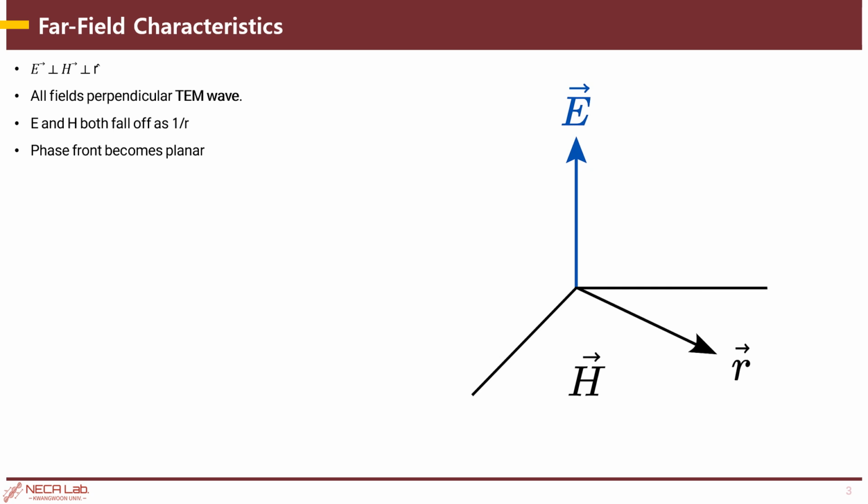Also, the phase front, which was originally curved near the antenna, becomes flat in the far field. This planar behavior is what lets us treat the waves as nice, clean plane waves during analysis. On the right, you can see a visual. E points straight up, H is perpendicular to it, and R is the direction the wave is traveling, all forming a neat right angle setup.